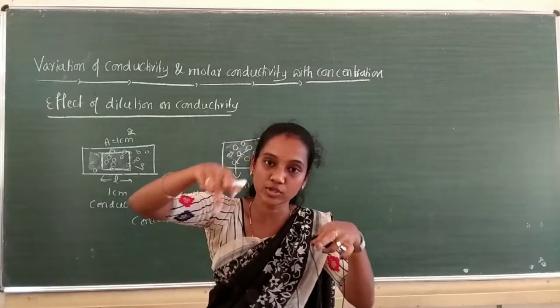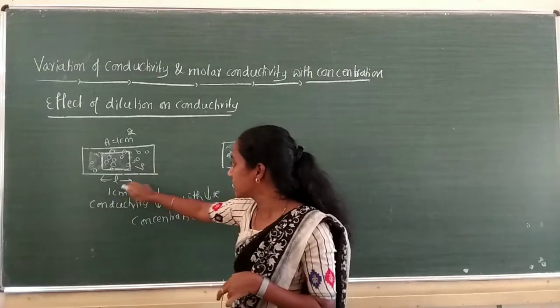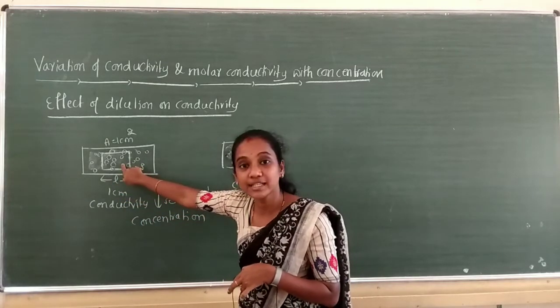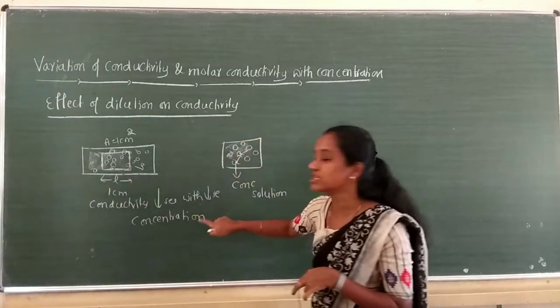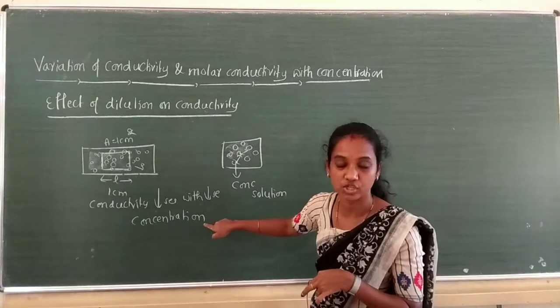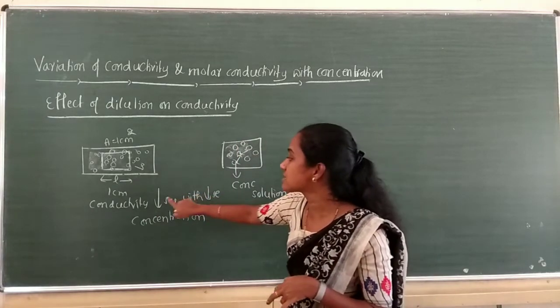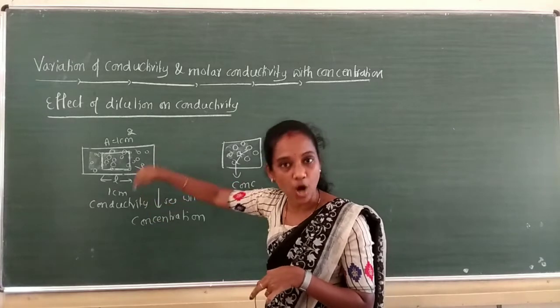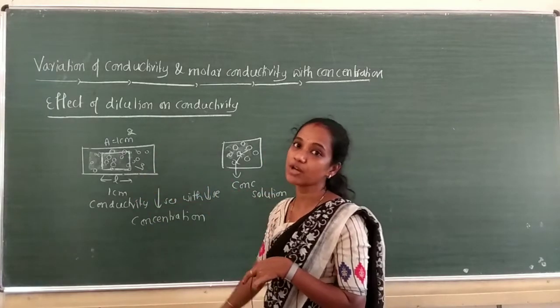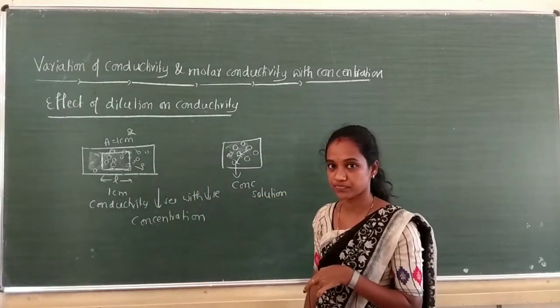So the number of ions in that region decreases, and automatically conductivity decreases with the decrease in the concentration of the electrolyte. This holds good even for strong electrolytes as well as for weak electrolytes.